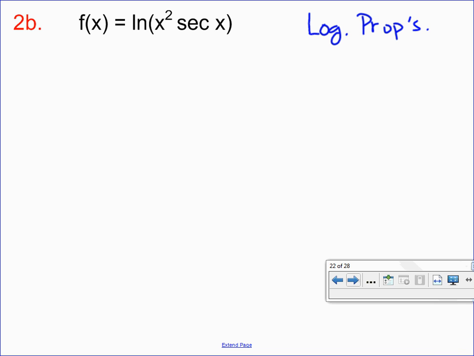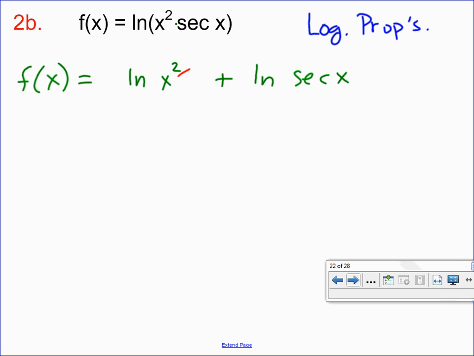Well, I've got a couple things going on. First, I have a product, right? Don't I have x squared times secant x, a product of 2 functions. The first is x squared, and the second is secant of x. And so we know the log of a product could be rewritten as a sum of individual logs. So in my first step, we're going to do a rewrite, not a differentiation. We're just going to rewrite the original f of x, and we'll go ahead and break it up. This will become natural log of x squared plus natural log of secant of x. Let me see. What other properties could we apply before differentiating? Well, now we have the log of a power.